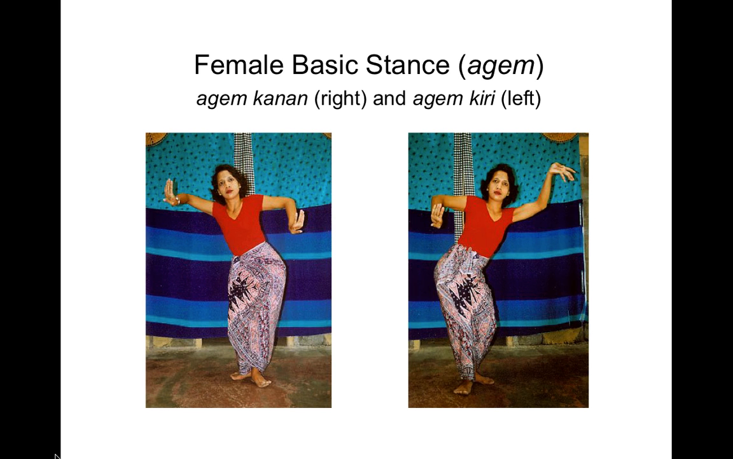And then you can see that the left agam, which is on the right-hand side of the screen, is almost the inverted image of the right agam. The only real difference is that you can see that the left hand, instead of the fingers pointing up, the fingers are pointing towards the left. And this is a kind of stylistic approach to dance performance. So that's the female agam, the agam kanan, which means right, and the agam kiri, which means left. Kanan meaning right, kiri meaning left.